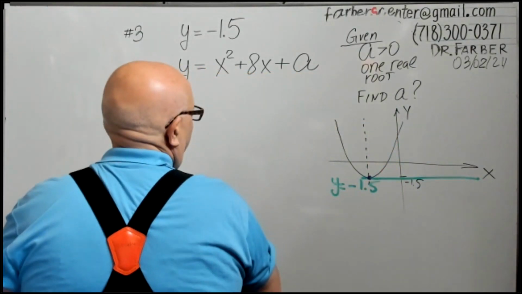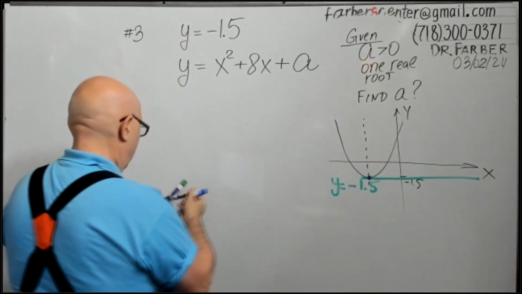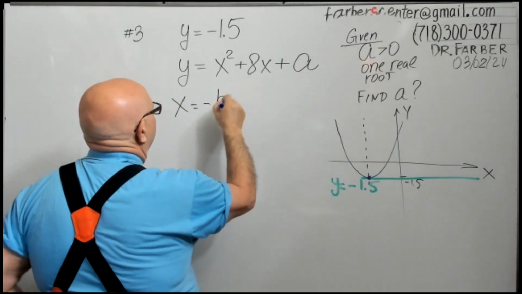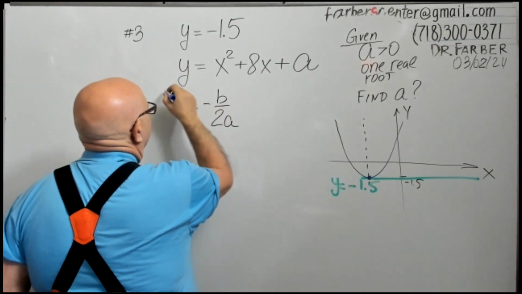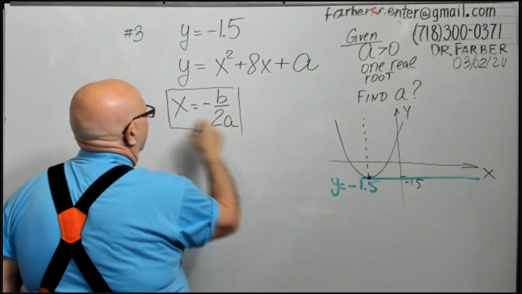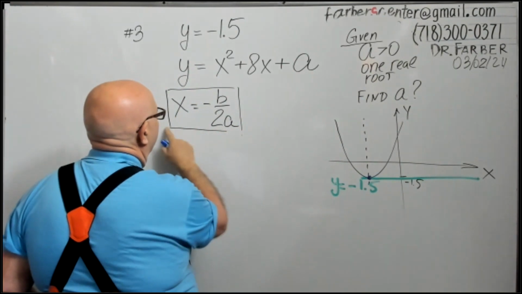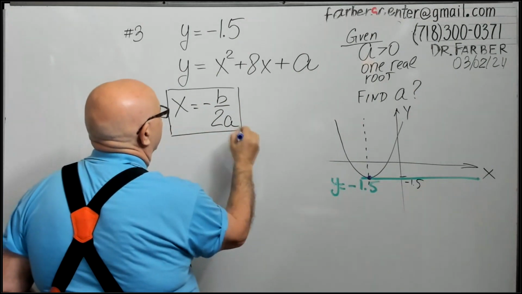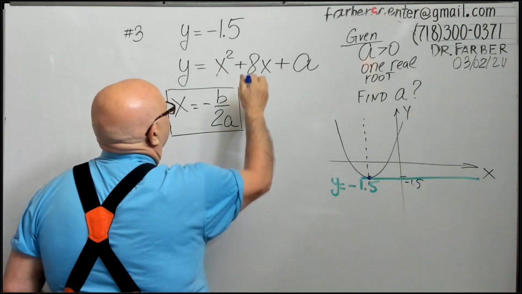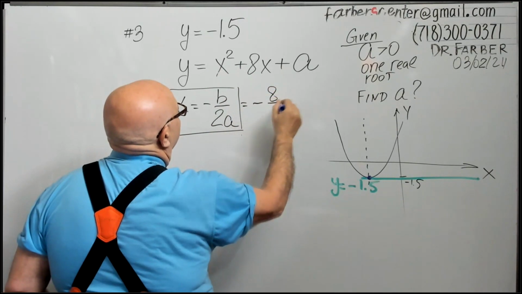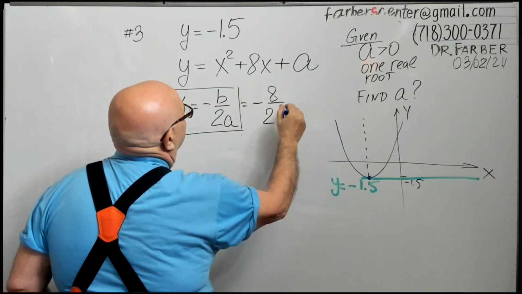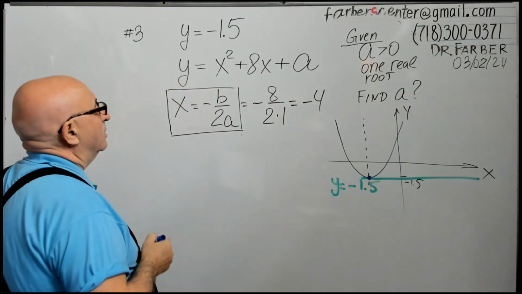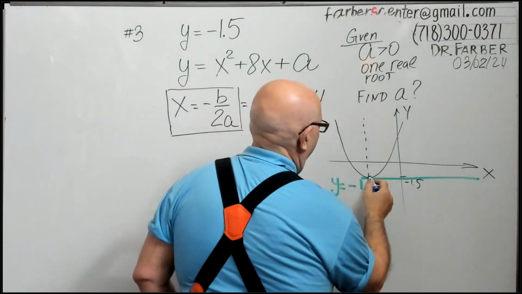So far, so good. How to find the position of this parabola? Easy. First of all, I can find the vertex. You know x equals negative b over 2a. This is just a formula. Why I put it in a rectangle, in a frame, is because this is not this a. A is the leading coefficient. So it equals negative 8 over 2 times 1, which is negative 4. Okay. And this is negative 4.